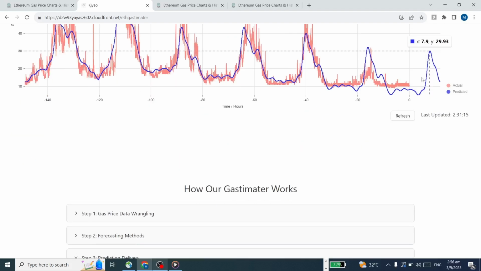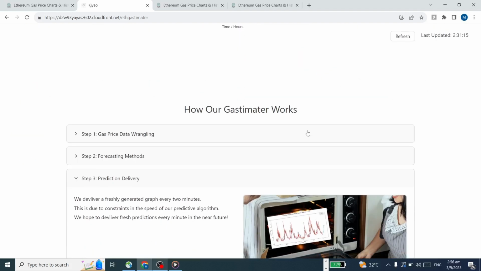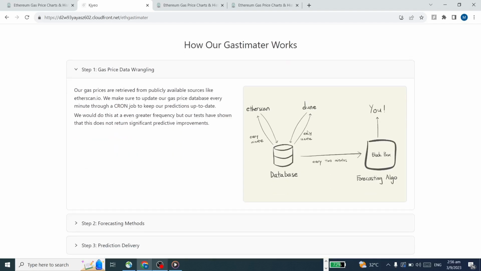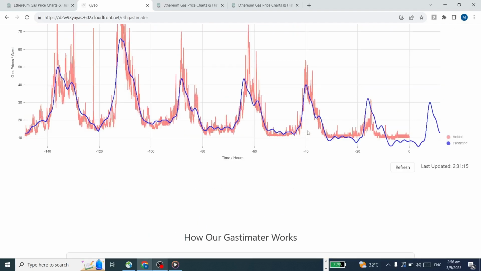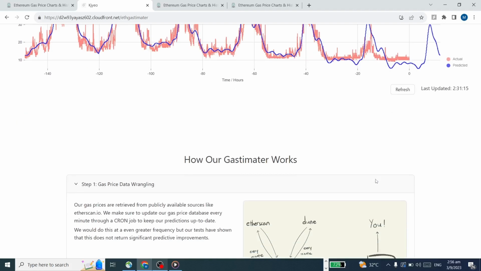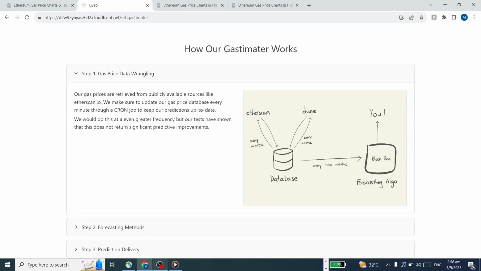our product works. So the first step is data wrangling. So we get minute level gas information through cron jobs. And how we do so is we query publicly available sources like EtherScan and Dune through a cron job.